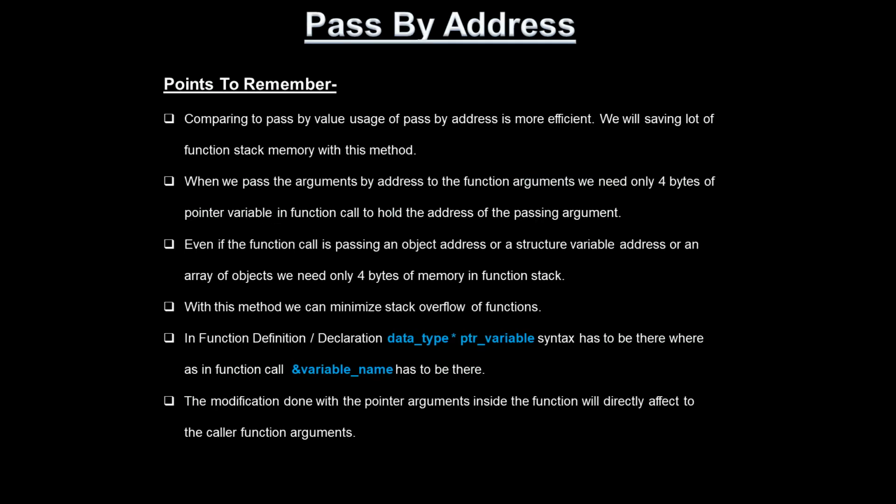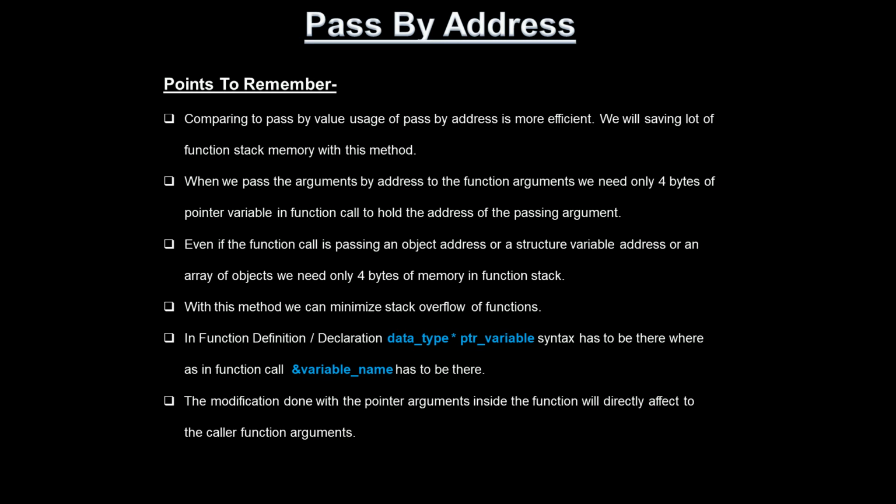Okay, so now we have to remember a few points here. Compared to pass by value, usage of pass by address is more efficient, because we will be saving a lot of function stack memory with this method. As I said, for example, if you are passing an array of 100 bytes, in pass by value the same 100 bytes of memory you have to create in the function also.